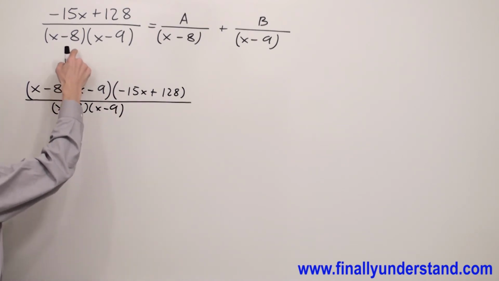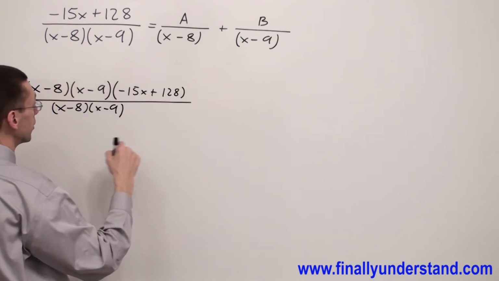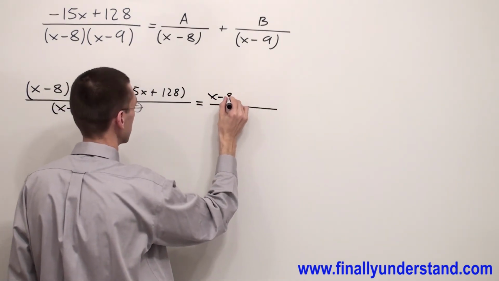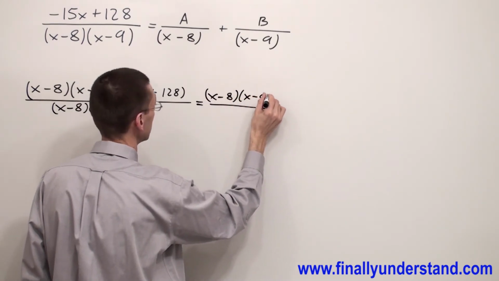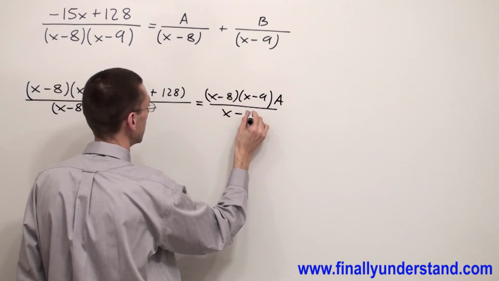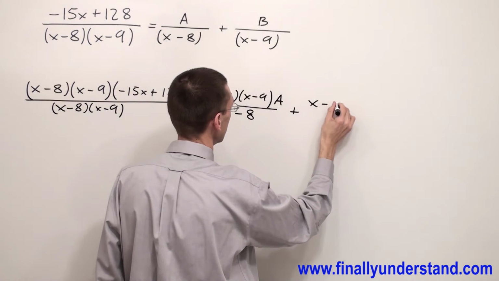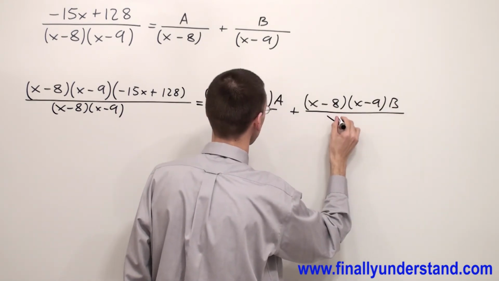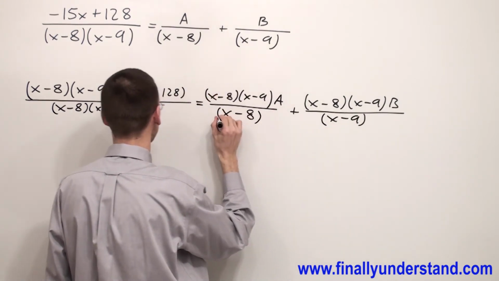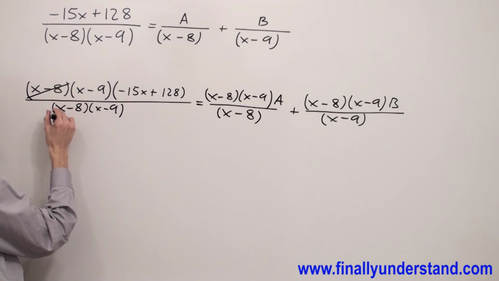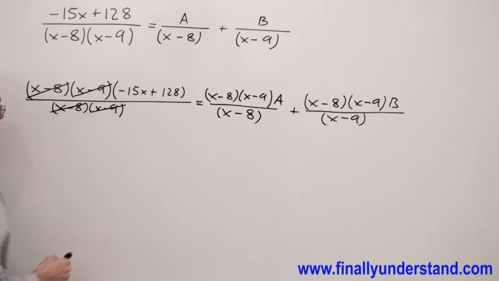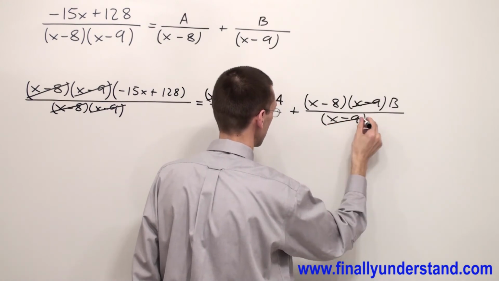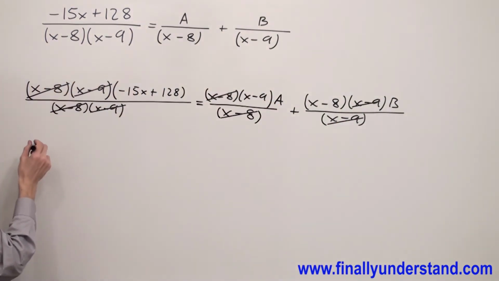I multiply the left side by the common denominator for all my problem, and also I have to multiply this fraction by the common denominator, which is x minus 8, x minus 9 times a over x minus 8, plus x minus 8, x minus 9 times b over x minus 9. Take a look what will happen. x minus 8 and x minus 8 will cancel out. x minus 9 and x minus 9 will cancel out. Let me rewrite everything whatever left.